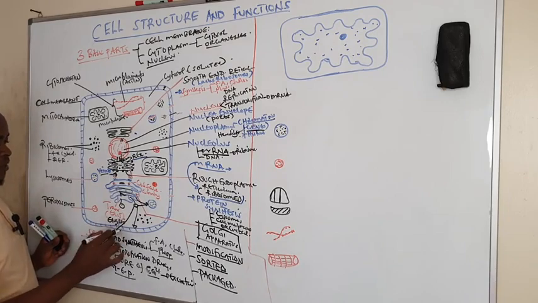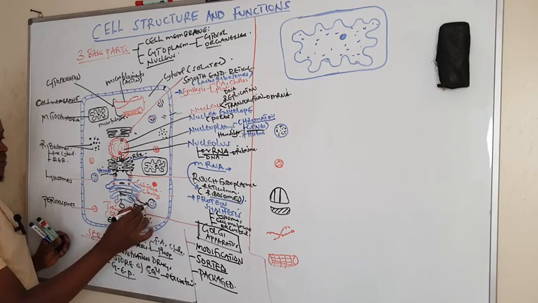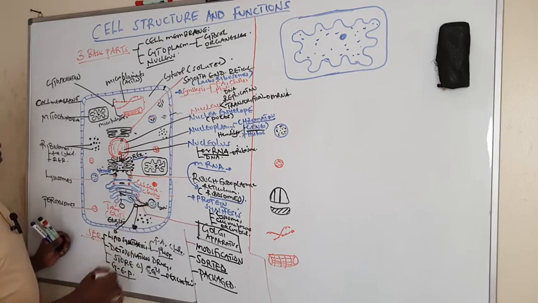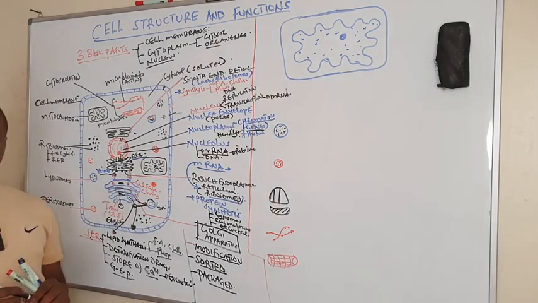So some are excreted, some form part of the cell membrane, and others are digested by the lysosomes. These are the lysosomes which can digest the proteins released from the Golgi apparatus.